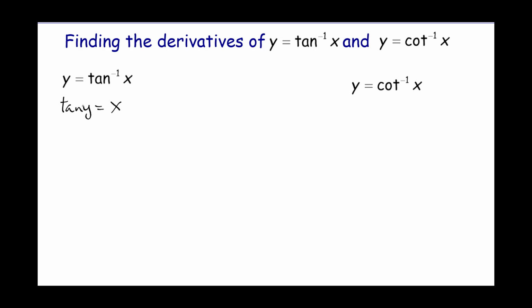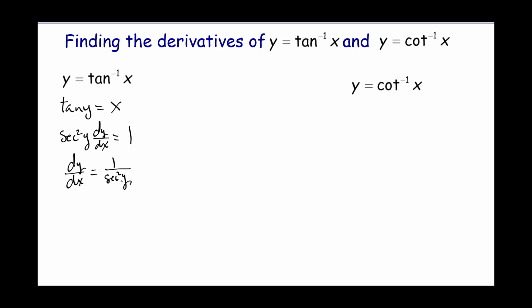So now I am going to take the derivative of both sides. We know the derivative of tangent is secant squared y. And of course we have to put dy dx behind it because we took the derivative of a y, and we're doing this implicitly. And the derivative of x is 1. Well, again, because this is an implicit derivative, we do have to solve for dy dx. So we get dy dx is equal to 1 over secant squared y.